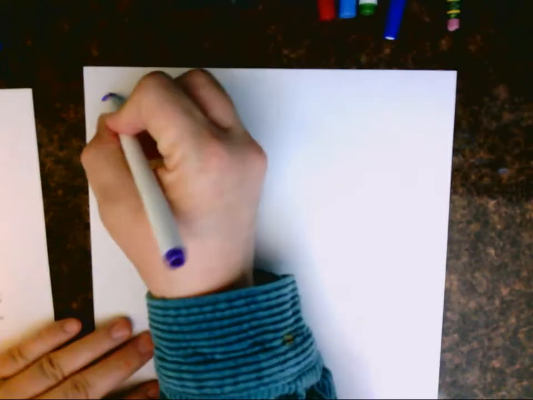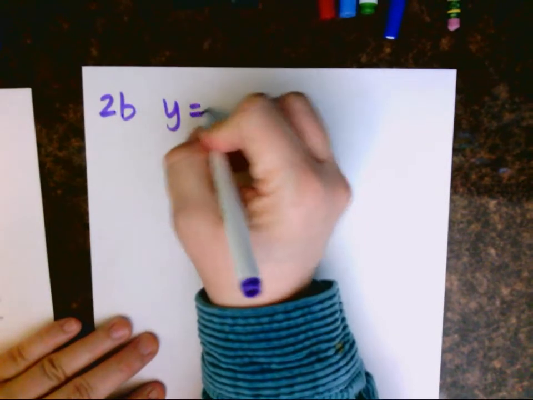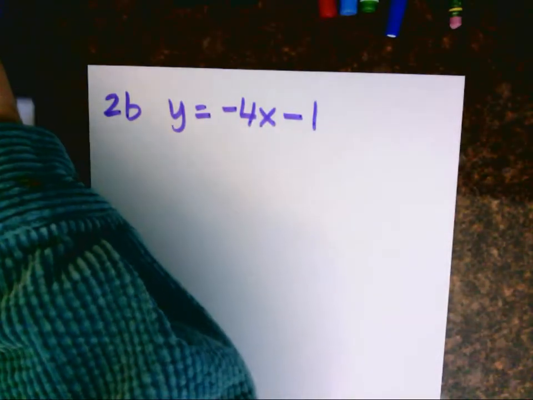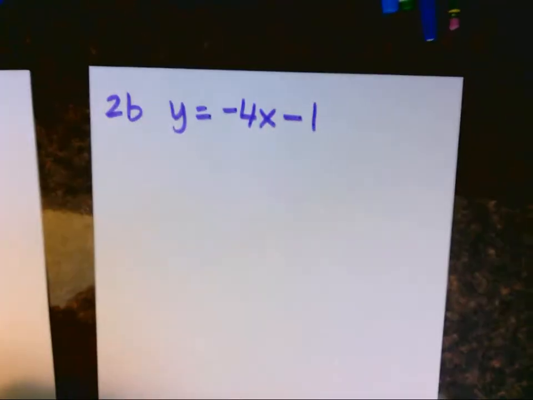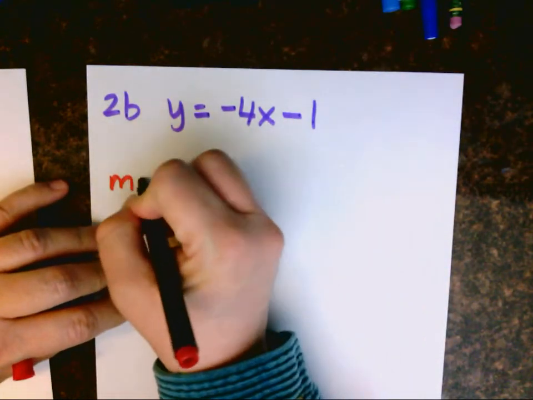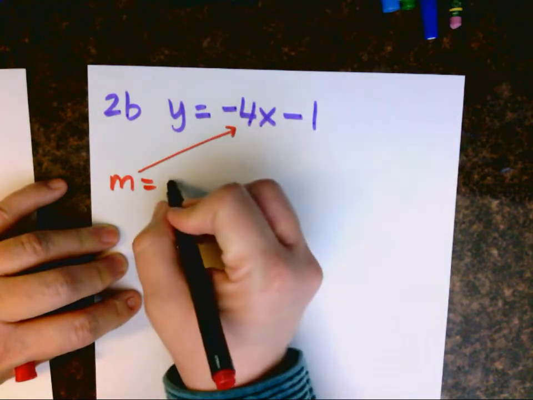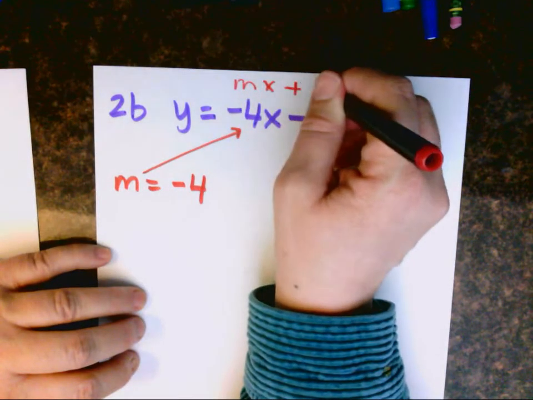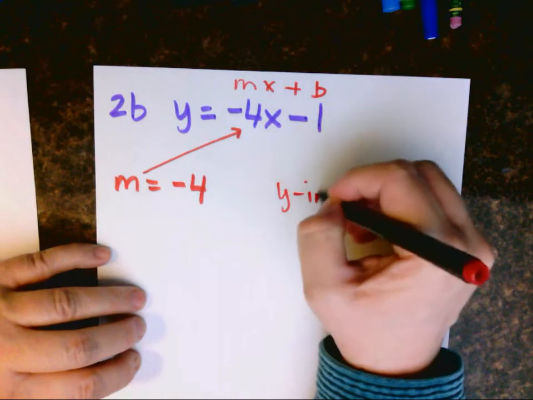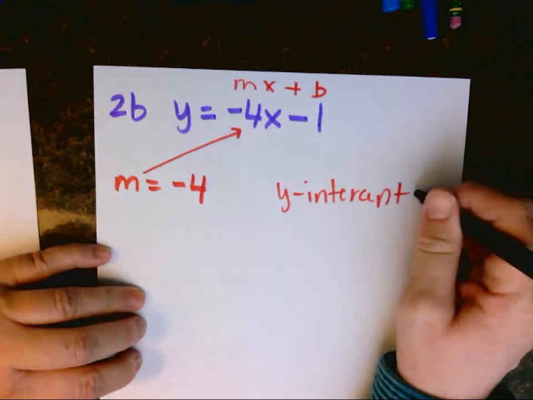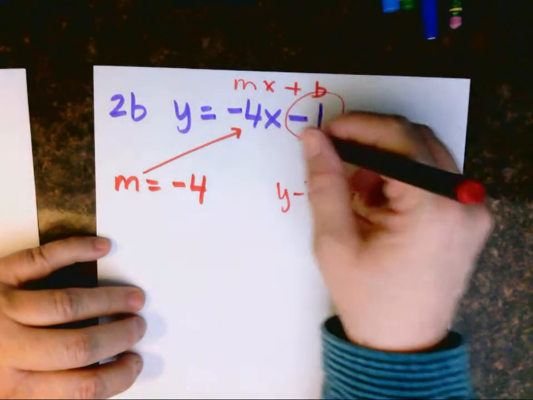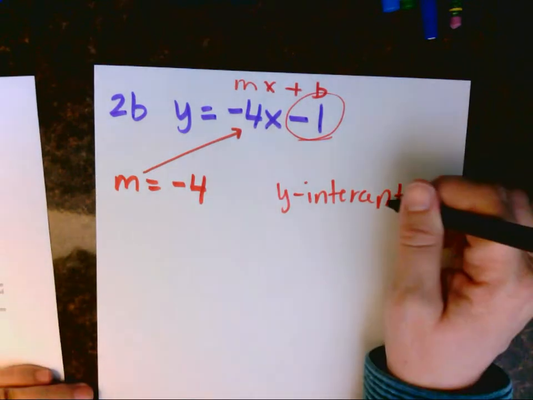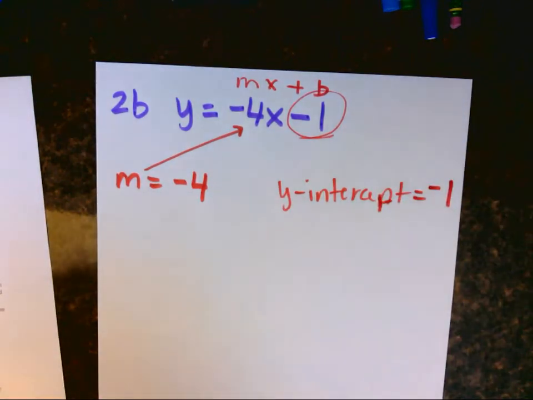Okay, number 2b, y equals -4x minus 1. Identify the slope and the intercept. Okay, we know that the slope is the number that sits in front of the x, so it's a -4, right, because this is in the form mx plus b, and that the y-intercept will equal this number right here, right? -1. Don't forget the negative. That's an intercept. My handwriting was messy.